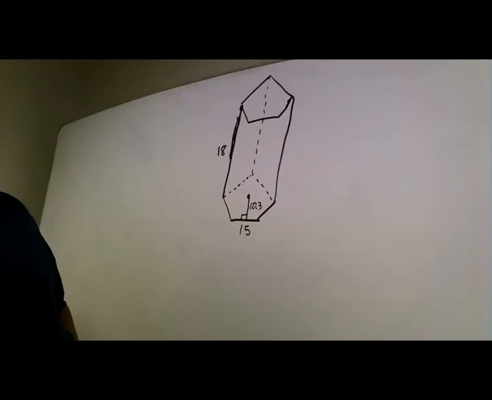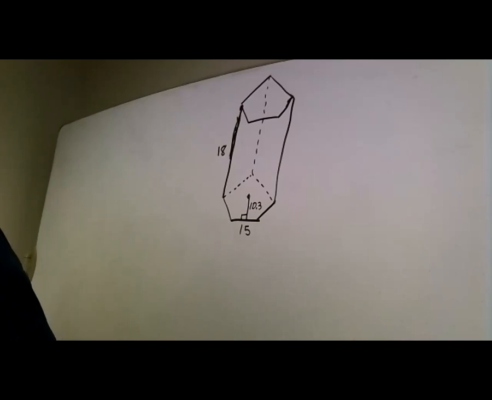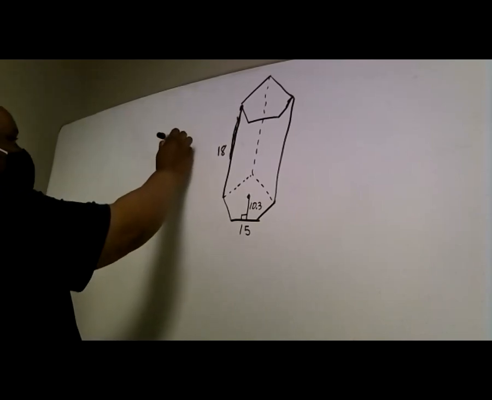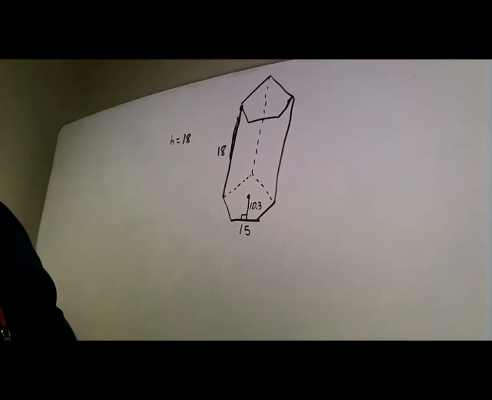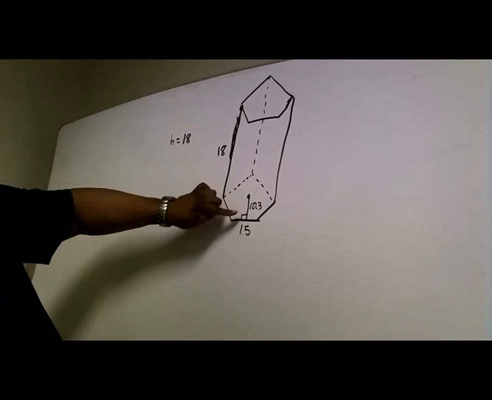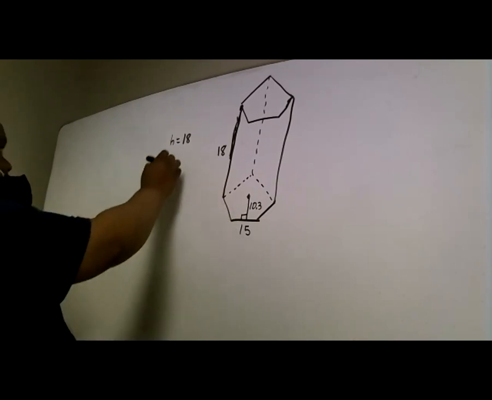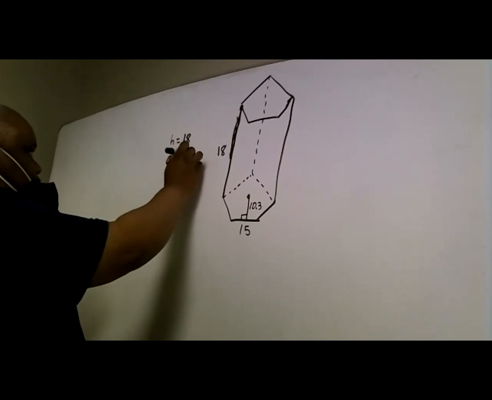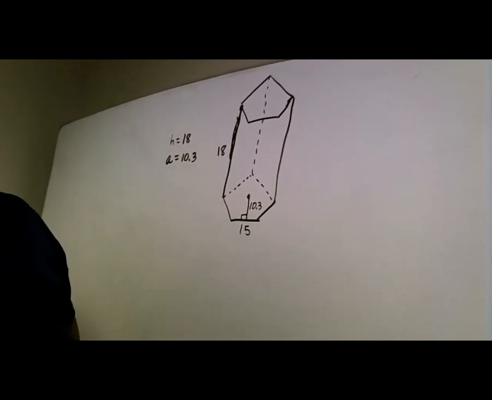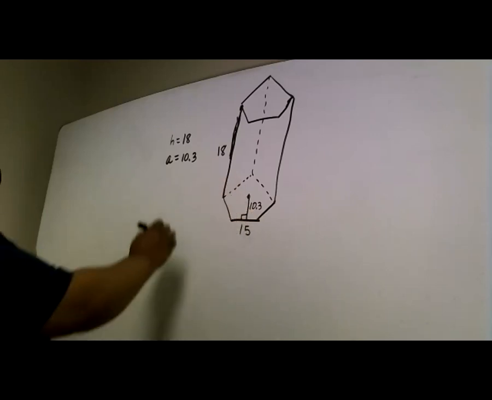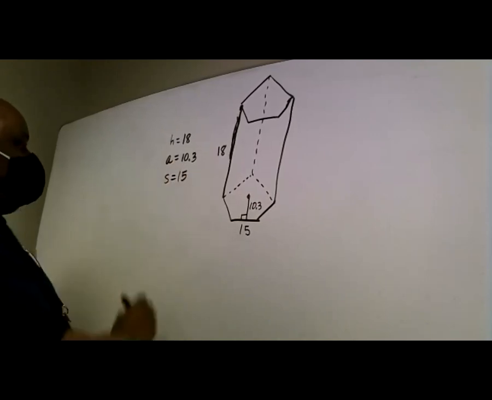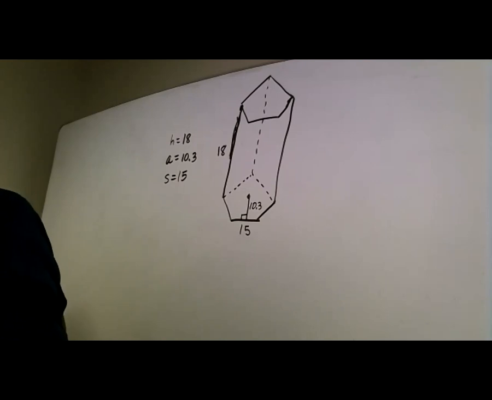Okay, so let me stop sharing my screen. Now let's identify what we already have in this figure. We do have a height, that's 18. And we do have that A, which is that apothem right here from the center to a side perpendicular to it. That's your A, that's 10.3. And the length of this side on this pentagon, and it is a pentagon because it has 5 sides, that's 15.